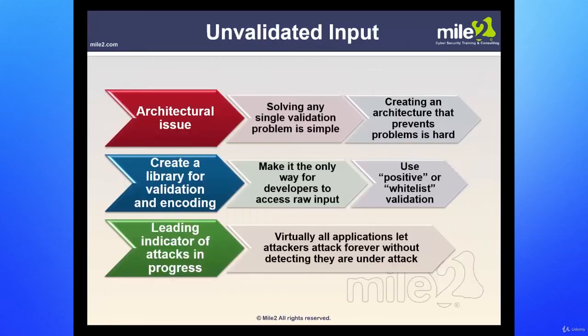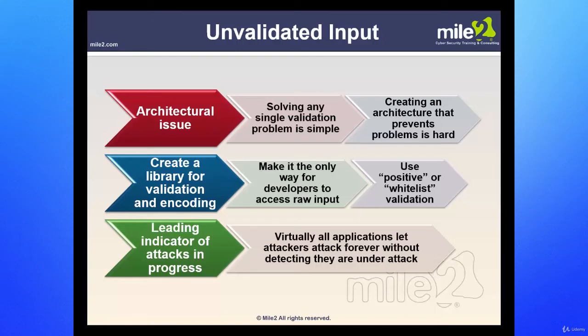All right, so when it comes to unvalidated input, one of the things we need to look into is architectural issues. When it comes down to it, solving any single validation problem is generally pretty straightforward and simple. However, creating an architecture that prevents problems is generally a lot harder. Realistically, when you come into an organization, you're already running into existing problems that you have to fix, so the likelihood of you doing things from scratch is not high. But that's why we have these issues.